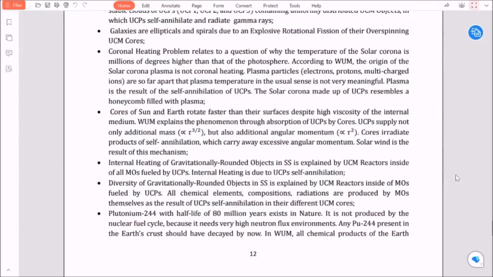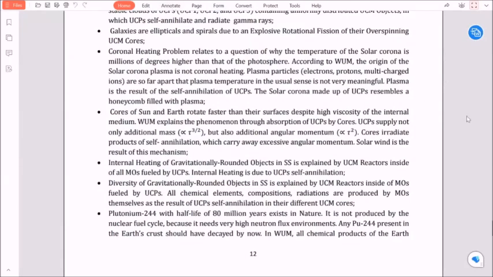Plutonium-244, with a half-life of 80 million years, exists in nature. It is not produced by the nuclear fuel cycle because it needs very high neutron flux environments. Any plutonium-244 present in the Earth's crust should have decayed by now.